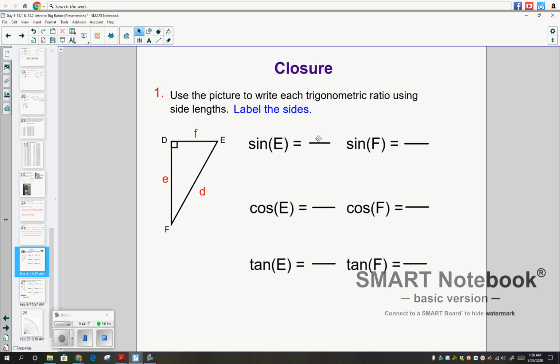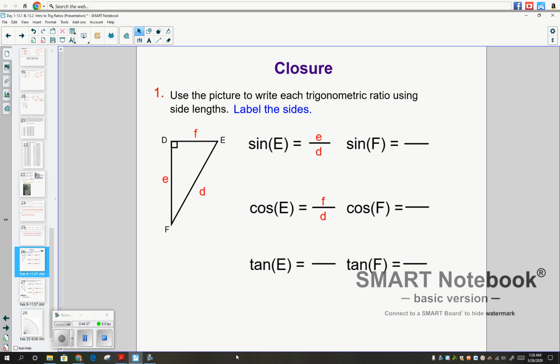Remember, sine is what? Opposite over hypotenuse. Which side is opposite of angle E? It's side E. What's the hypotenuse? D. So I've got the ratio of E over D. Cosine is adjacent over hypotenuse. F is the adjacent side, D is the hypotenuse, so the ratio of F over D.